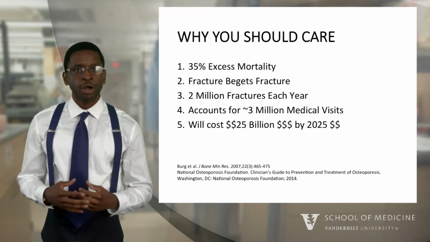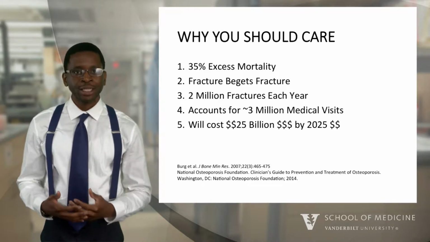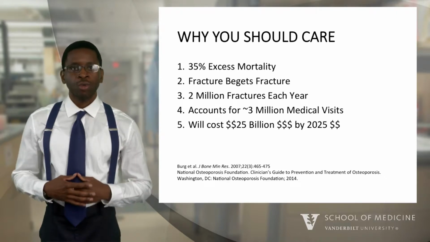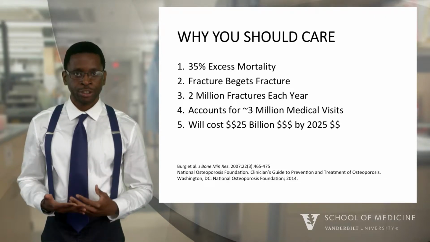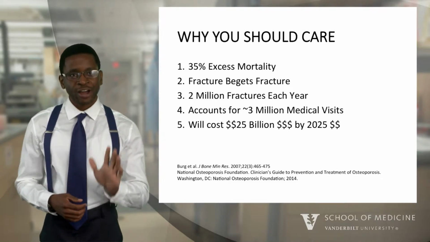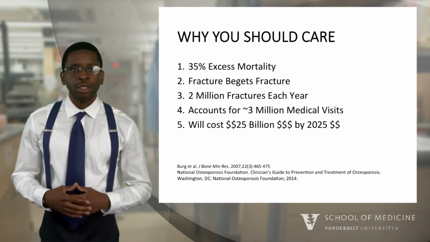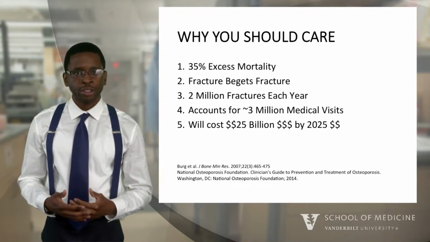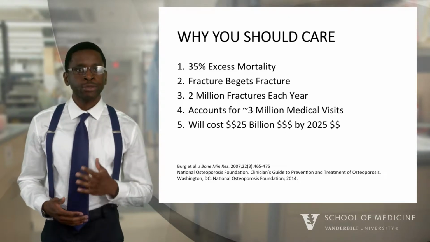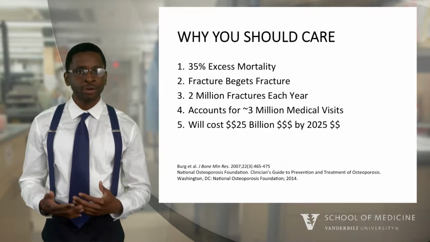So, hip fractures are associated with as much as 35% excess mortality within 1 year. And once you have a hip or back fracture, your risk of another fracture is increased as much as 5-fold. And annually in the US, there's approximately 2 million fractures attributed to osteoporosis. That makes for about 3 million medical-related visits. Now, how do we get this number?